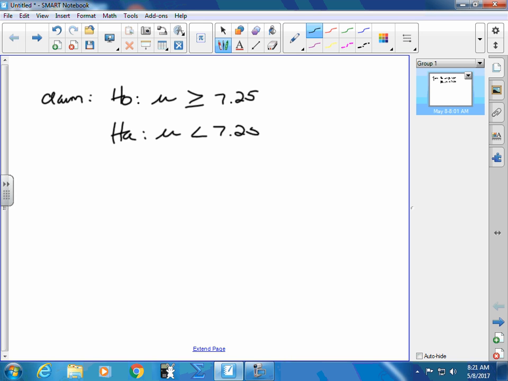Good. What tail test do we have? Left. There's one of the questions. I give you these two things, I ask you what tail test it is. That's a left tail test. I'm using p-val right now. So I just draw my left tail test. Okay?